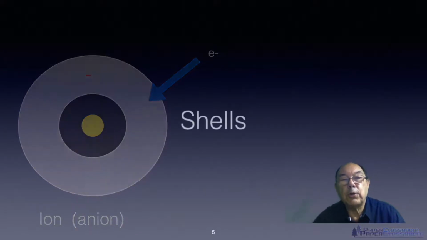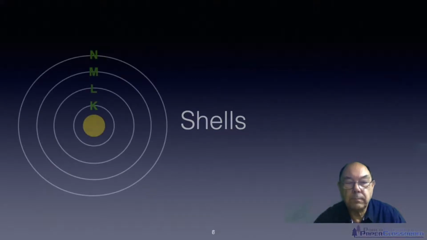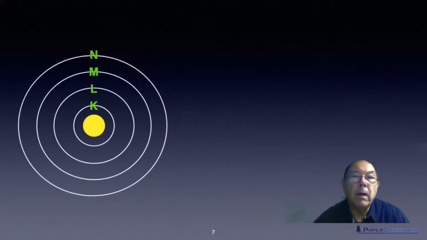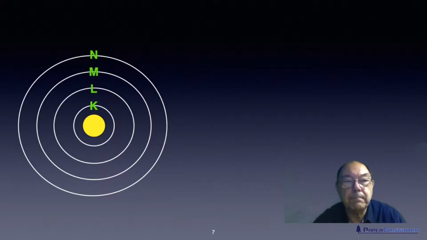So let's move on to shells now. What do we mean by shells? Well, if you remember, Rutherford was the first one to propose that the electrons were orbiting the nucleus, and he said they did it just randomly. And it was Bohr later on who came along and said, no, the electrons are orbiting the nucleus, but they're in very, very specific orbits, or a range of orbits that we call a shell.